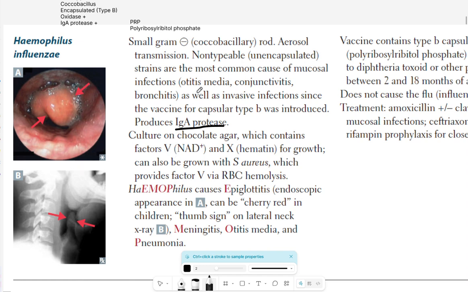Some important things now, I told you it's non-typable. The unencapsulated strains are the most common cause of mucosal infections like otitis media, conjunctivitis, bronchitis. Obviously, they're unencapsulated, so you can't really make a vaccine for them. As well as invasive infections since the vaccine for capsular type B was introduced.